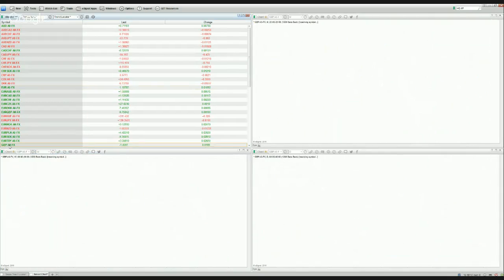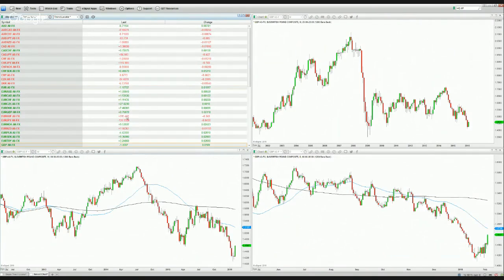Let's go to the pound because I've seen someone talking about the pound as well. Let's go back to the chart.